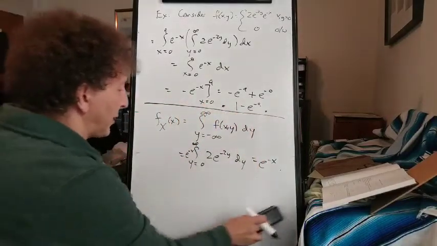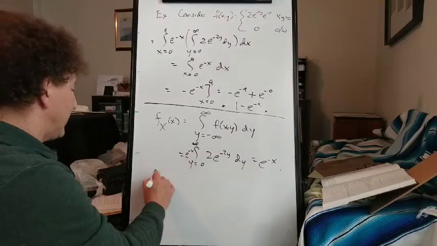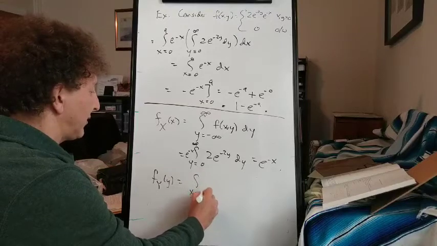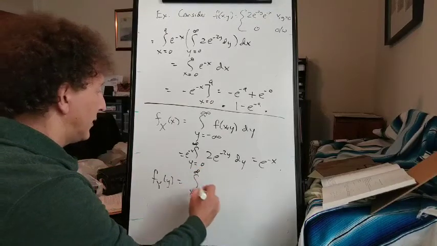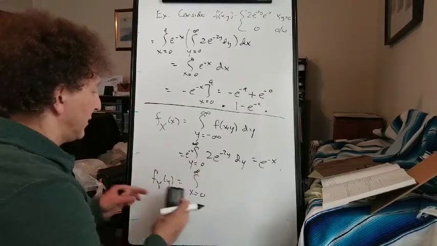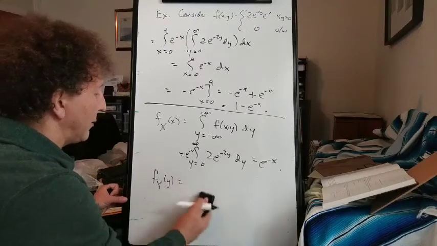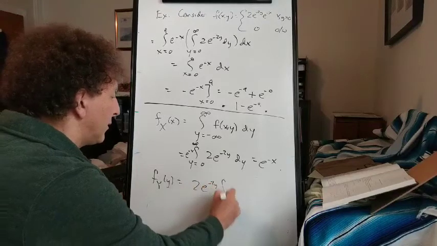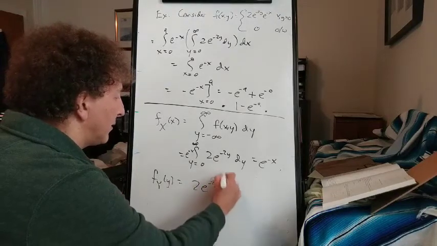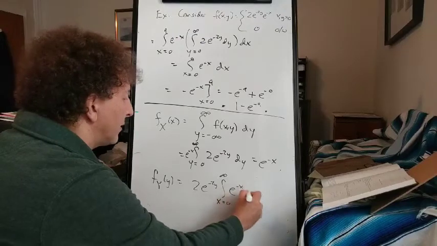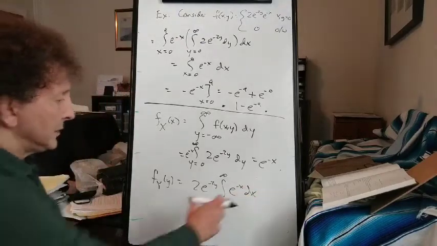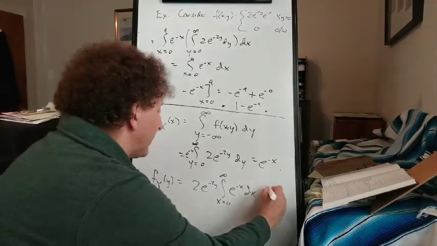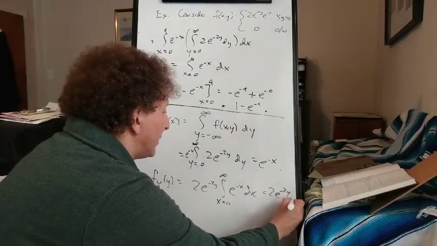And then if we do the same problem for the marginal density of y, we'll integrate out all of the x's. And I might as well pull the 2e to the minus 2y out because that doesn't have any x's in it. But we know that this integral is just 1. So we get 2e to the minus 2y.